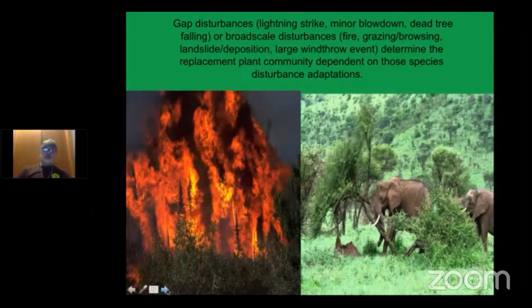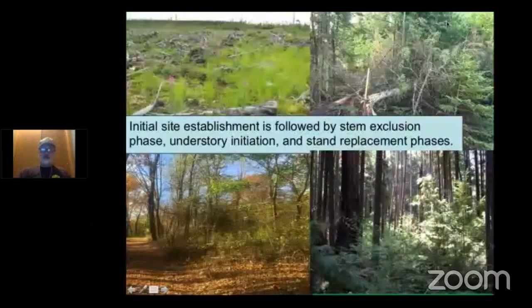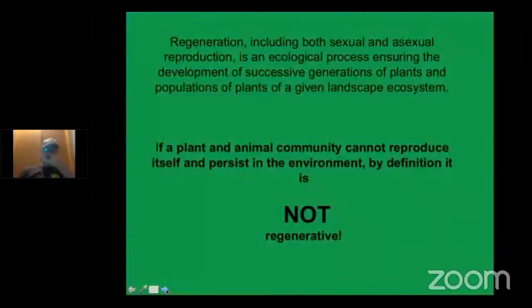There's the initial site establishment, followed by stem exclusion, this phase right in here. We've got our understory initiation. This is a gap phase disturbance where a single or double tree blows down. And then this will be the next generation of trees that replace this overstory when this overstory finally comes down. This is the logical, methodical sequence of ecosystem development.